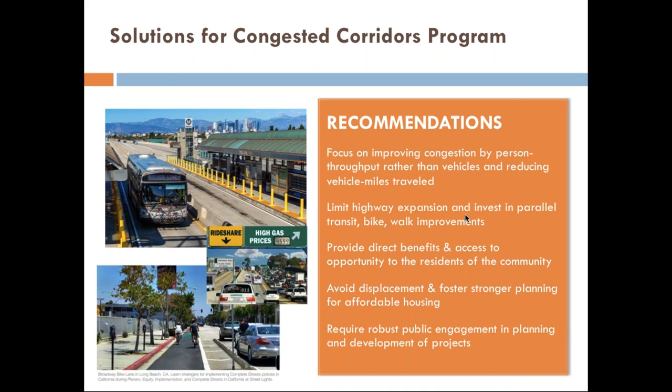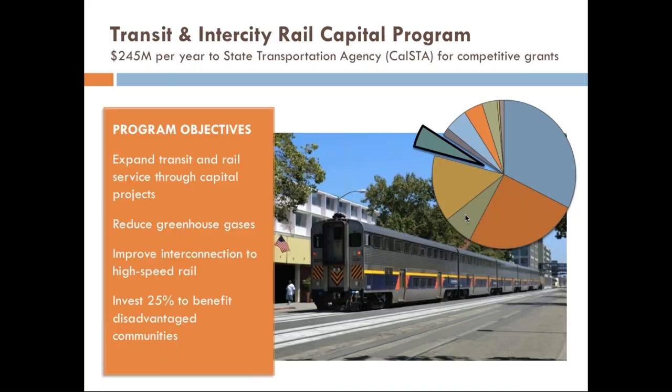And then last, requiring robust public engagement and planning and development of projects. So requiring that the communities who have been impacted by these corridors, which for decades have just been used by wealthier folks to pass through communities without having to stop in those communities or deal with those communities, but those communities have borne the burdens of those travel patterns. By requiring their participation, those local communities' participation. Next slide.